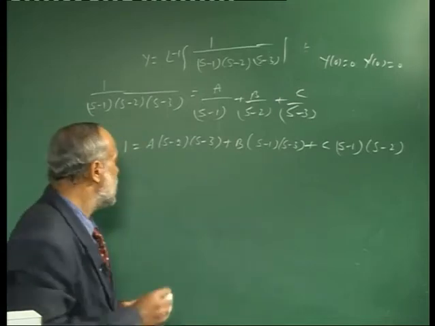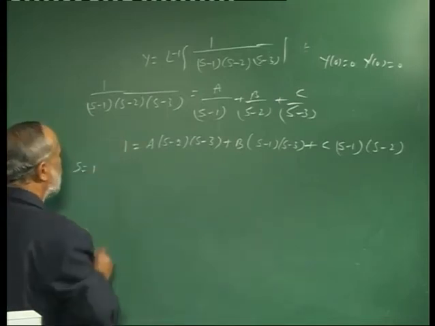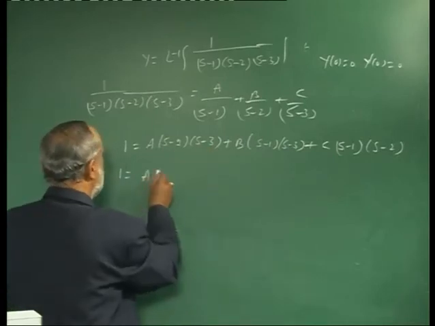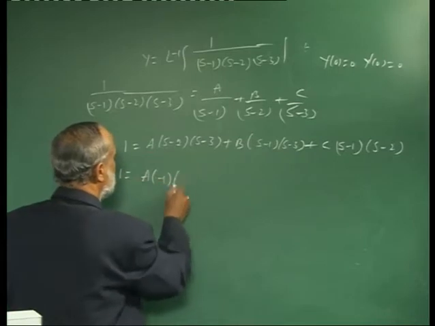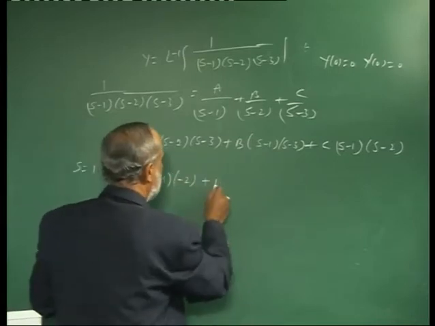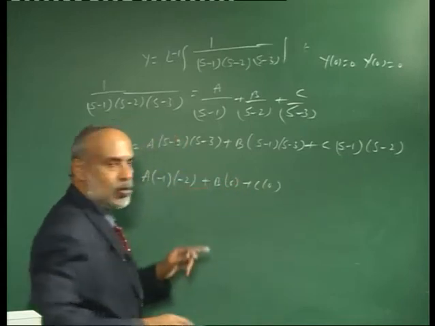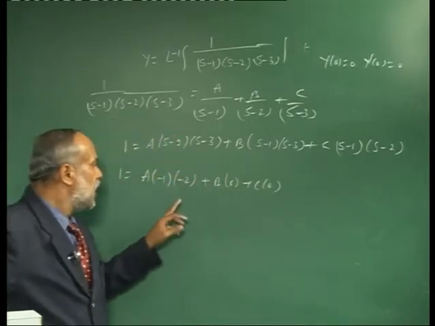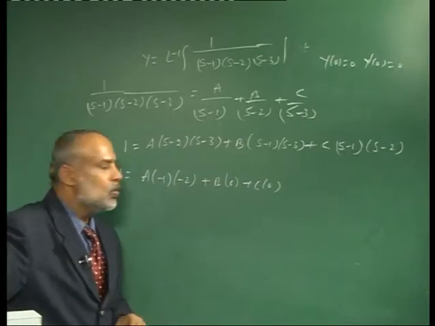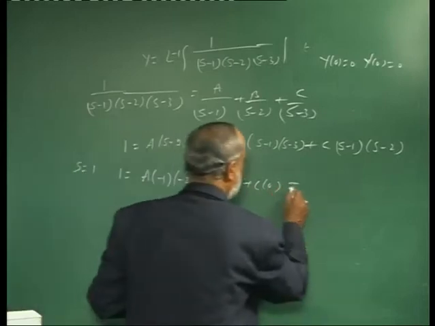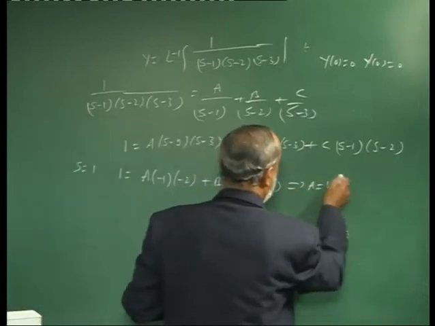See here, if you put s equal to 1, LHS is 1. Here a becomes 1 minus 1, here 1 minus 2, then b becomes 0 and c also 0. When you put s equal to 1 throughout the equation, b becomes 0 and c becomes 0. Then minus into minus plus 2, so it implies that a is equal to 1 by 2.